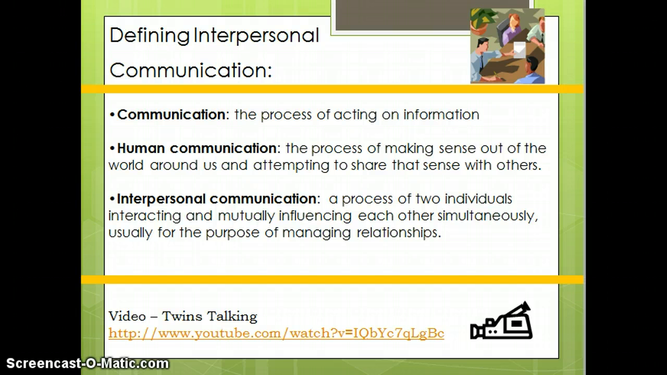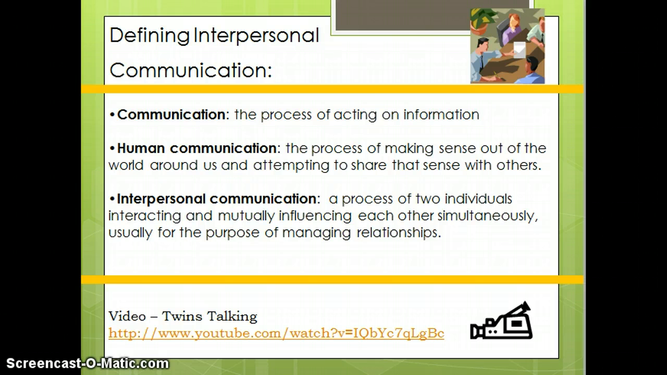If we start on a large scale and look at the concept of communication, we know that that is the process of acting on information. If we move down one level, we get to human communication. Human communication is the process of making sense out of the world around us and attempting to share that sense with others. If we go one more level, we arrive at interpersonal communication, which is what the model that we're going to look at is all about.